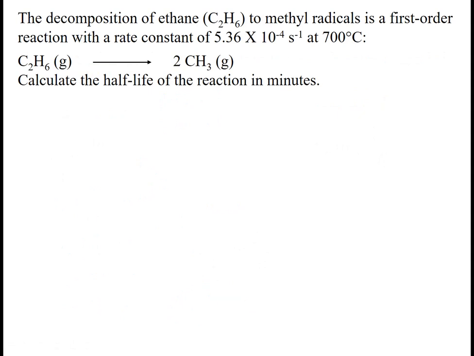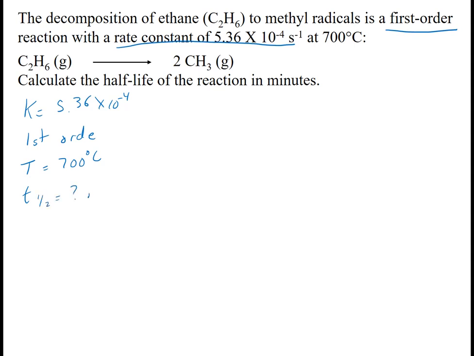So here's a problem. Again, in these problems, it's going to tell you that this one is a first order reaction rate, and it tells me that the rate constant k is 5.36 times 10 to the minus 4th. I can also write down the fact that it's first order if you need to. Again, it gives me a temperature because the k's are temperature dependent. Okay, and it wants to know, calculate the half-life. So it wants to know what t to the 1/2 is. However, it wants to know it in minutes. So the equation for half-life for a first order is t is 0.693 divided by k.